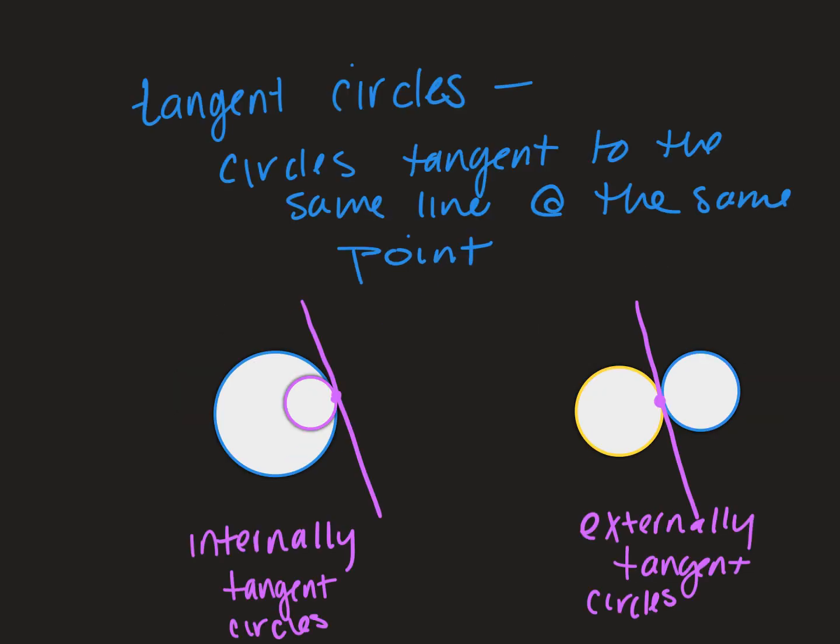Internally tangent circles are inside one another on the same side of the tangent line. Externally tangent circles are on opposite sides of the line, but tangent at the same point.